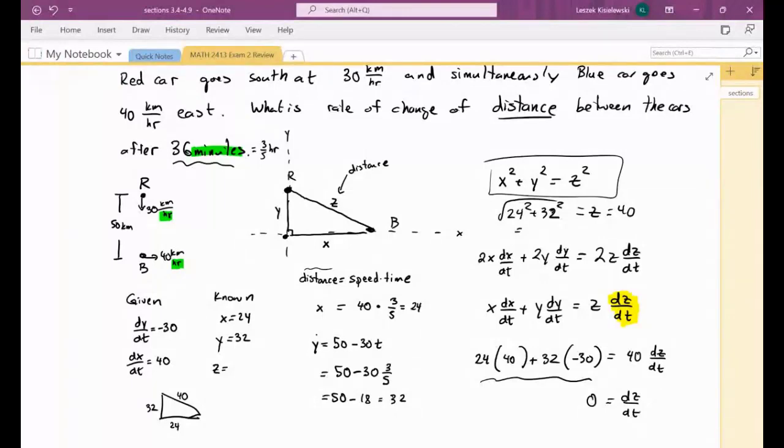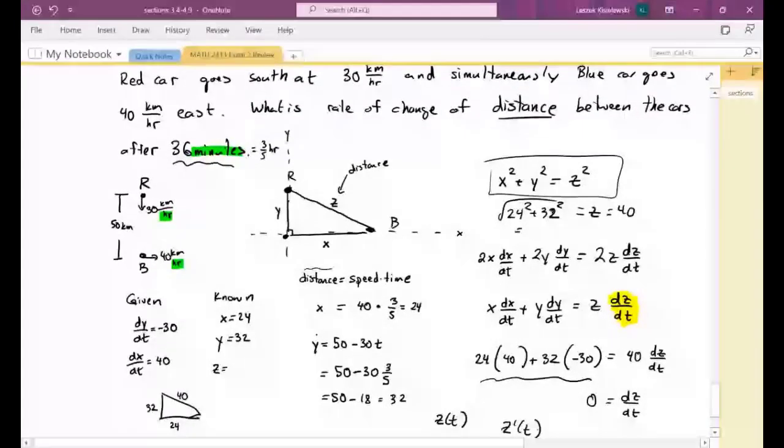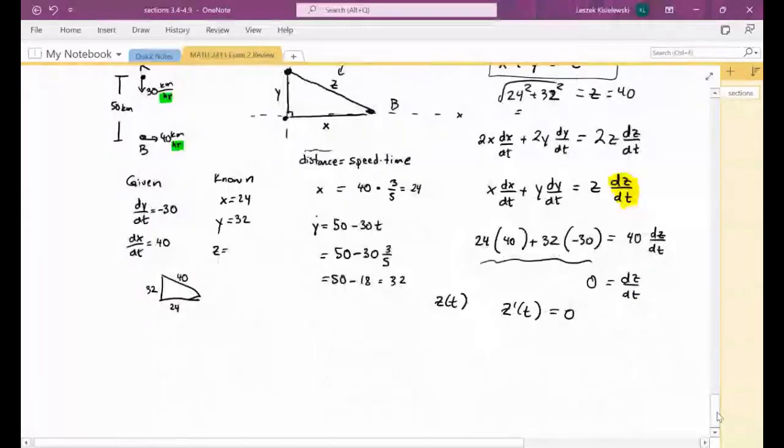That makes sense. All I'm saying is that z is the distance between them. It's a function of t. So if you want to find the closest distance using calculus, you differentiate, set that equal to 0, right? And solve for t. Beautiful. Well, I think that's it.